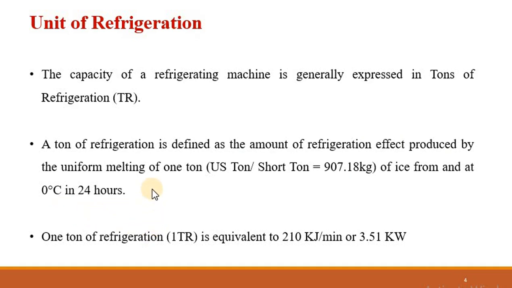The one thing that should be taken care of is that the 1 ton here is not equal to 1000 kilograms, while it is equal to 907.18 kilograms. This is known as US ton or short ton. The value of 1 TR is equal to 210 kilojoules per minute or 3.51 kilowatts.